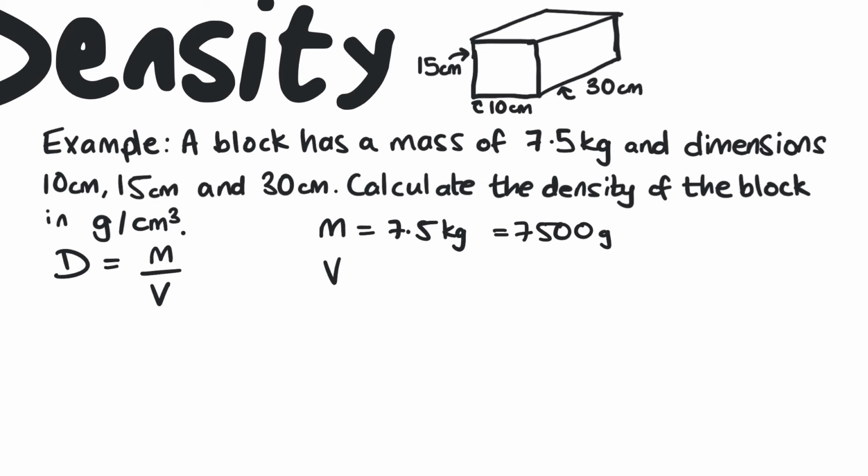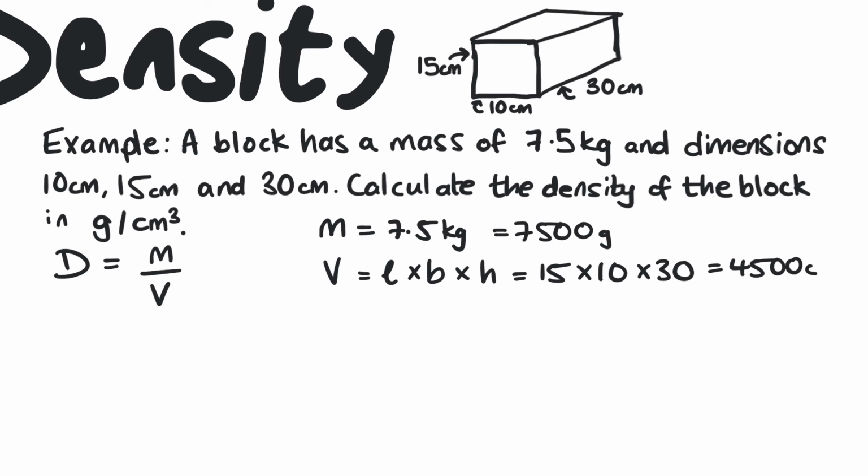The next thing we want to look at then is the volume. Now if we look at the dimensions we have 15 centimeters, 10 centimeters and 30 centimeters. We can use the equation length by breadth by height. And it doesn't matter which one you refer to as the height or which one you refer to as the length or the breadth. You'll still get the same answer. So I'm going to do 15 multiplied by 10 multiplied by 30. Now these are all in centimetres already, which means my answer will be in centimetres cubed. That gives us 4,500 centimetres cubed.